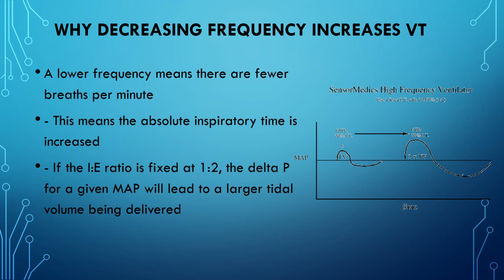A lower frequency means that there are fewer breaths per minute. Your inspiratory time is set at 33%. So as the rate goes down, your I time is actually going to lengthen because of the 33% of the breath. So the I to E ratio is fixed at 1 to 2. So the slower the rate, the more volume of gas that is being moved.